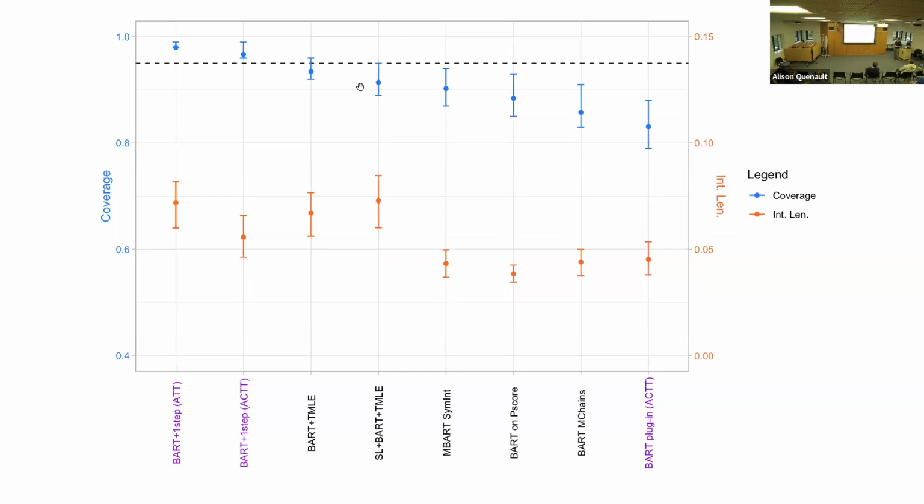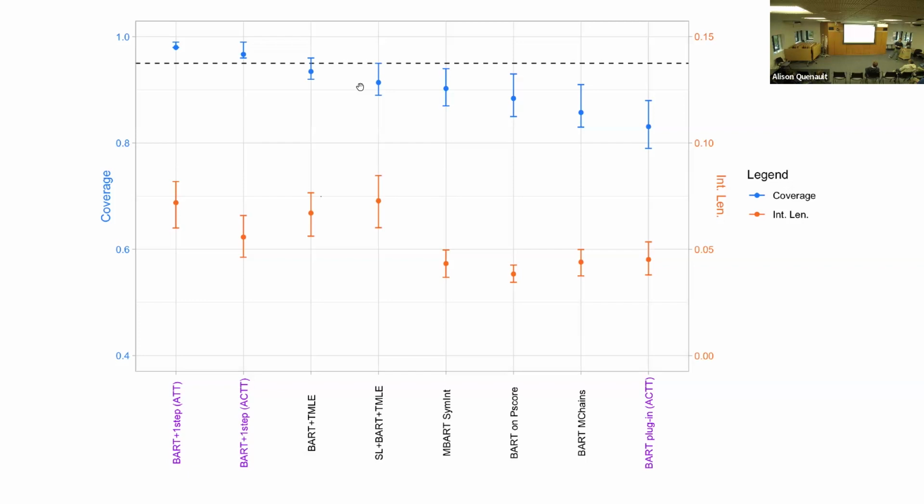So we had to submit a 95% interval, and then it's evaluated according to how much coverage it has, which is in blue. We want to be above that horizontal dashed line because that's 95%. If you're above that, then you've attained 95% conservative coverage. And then the orange is the interval lengths. So ideally, you want to attain coverage, but with as short an interval as possible.